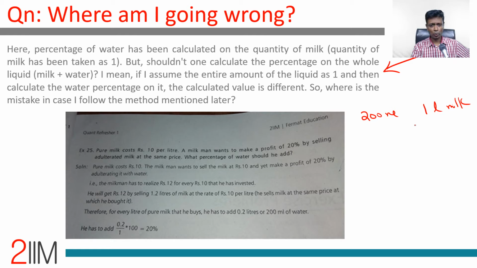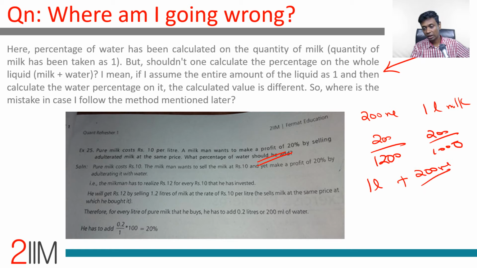Fine. So the question is saying, what percentage of water should he add? Am I thinking of water percentage as 200 ml by 1200 ml or 200 by 1000? The key phrase here to me is "what percentage of water should he add?" So you have something, to that you add something. I want this as a percentage of what I had originally. If the question were what percentage of the mixture would be water, then I'm thinking about 200 by 1200. So there's a difference here.